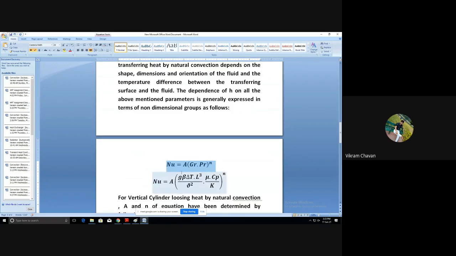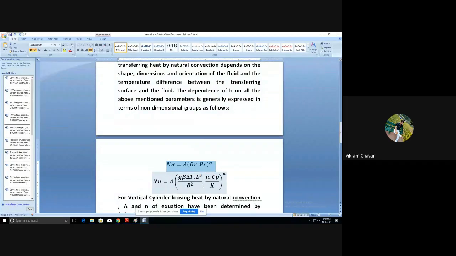We know that Grashof number is G beta delta T multiplied by L cube divided by nu square, and Prandtl number is mu Cp divided by K. Where G is the acceleration due to gravity, beta is the coefficient of volumetric expansion, delta T is the temperature difference between the surface and surrounding, L is the characteristic length, and we have to take L cube, nu square is the kinematic viscosity, mu is the dynamic viscosity, Cp is the specific heat, and K is the thermal conductivity of the fluid.